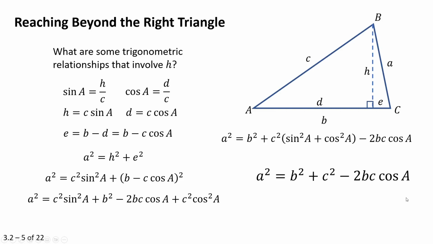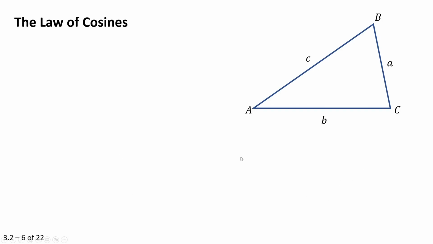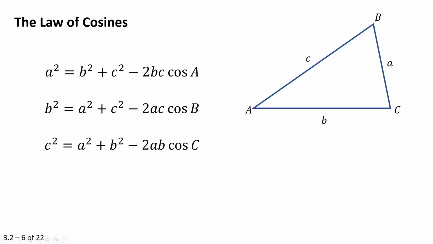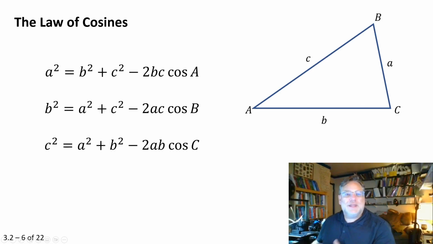So we come upon something that looks an awful lot like the Pythagorean theorem, but it works for any triangle. And it's cool because there are actually three different versions of this here. Let's take a look at just what these look like. You have a formula for a squared, you have a formula for b squared, you have a formula for c squared, and they all really look the same.